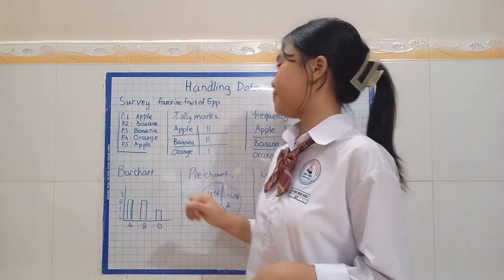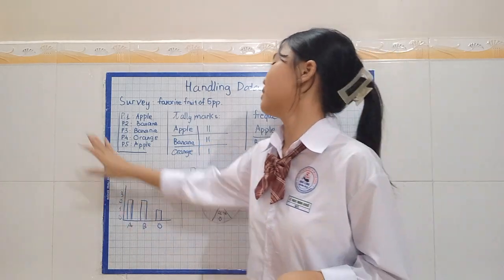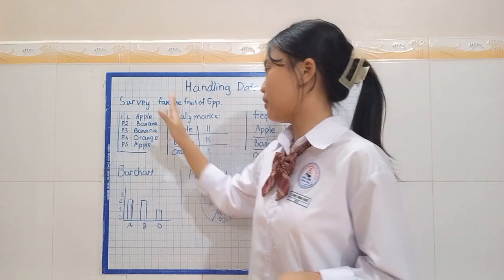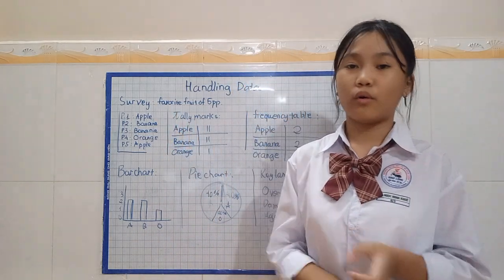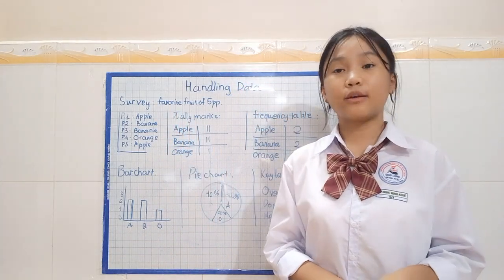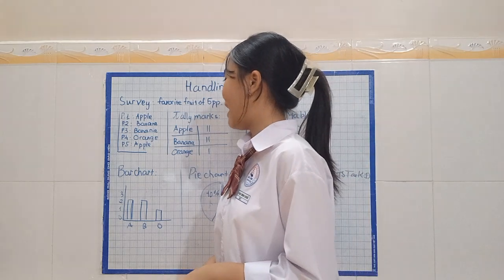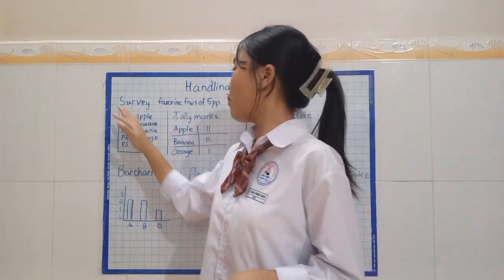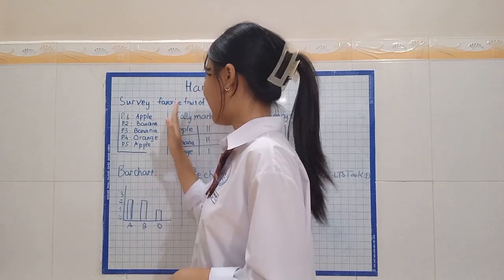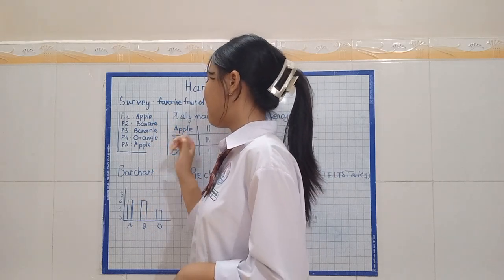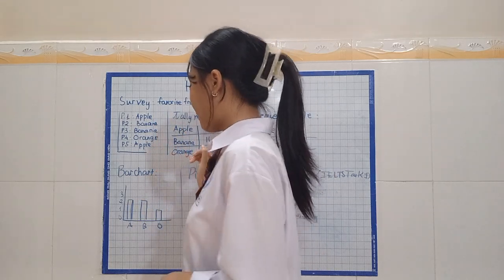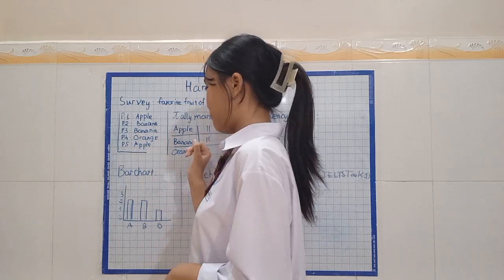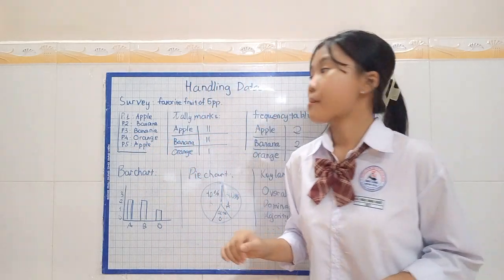For today's survey, we're going to be focusing on the favorite fruit of five people, and the fruits are going to be apple, banana, and orange. I've asked my family members, and here are the results. Person one's favorite fruit is apple. Person two's favorite fruit is banana. Person three and person four's favorite fruit is orange, and person five's favorite fruit is apple.